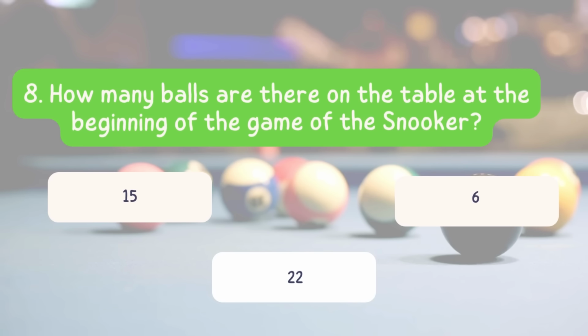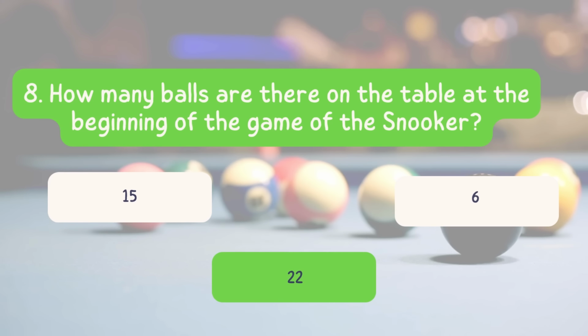Eighth question. How many balls are there on the table at the beginning of the game of snooker? 15, 6, 22. The correct answer is 22.